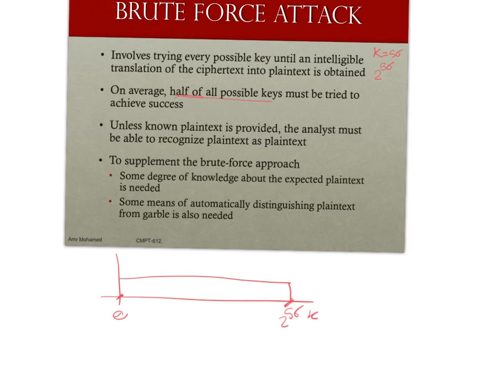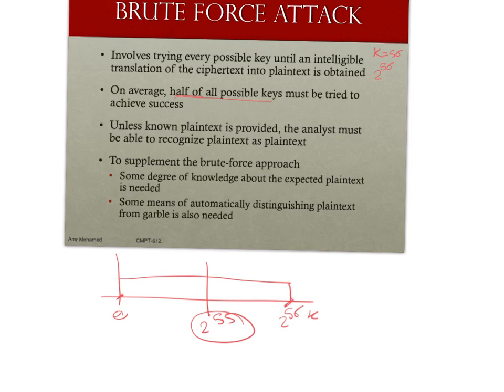So if it's uniform, what is the average of this? 2 to the power 55, which is half. So on average, I need this amount. In fact, 2 to the power 56 is the worst case, but on average I need to guess just half of these numbers, and I will probably get the value of the key with high probability.